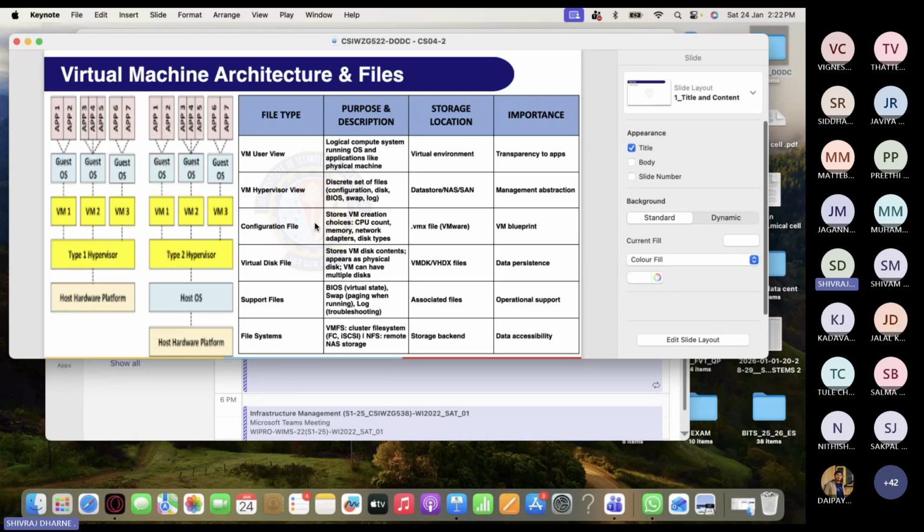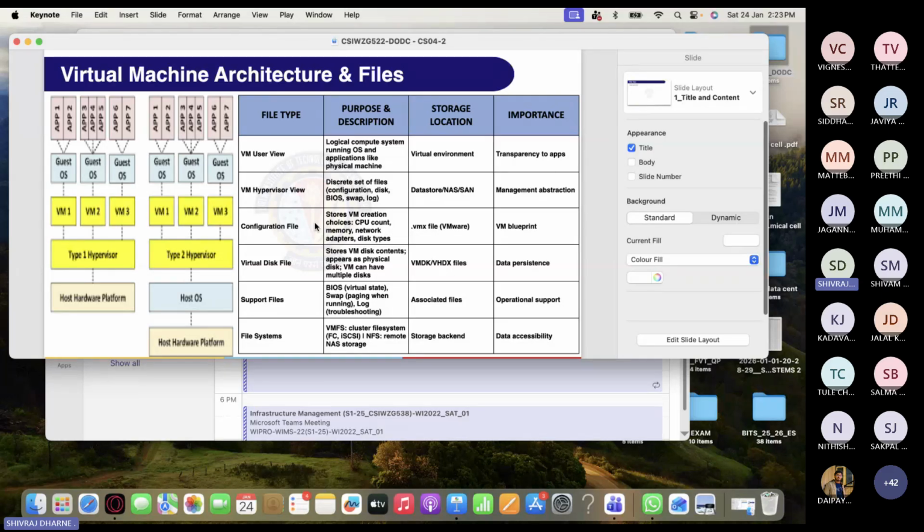So can anybody tell what is NAS and what is SAN? Anybody can unmute and tell. We talked about it, by the way, when we were discussing how the memory is connected to the hardware. SAN is nothing but a storage area network. Very good. Then what is NAS? Network attached storage, right?